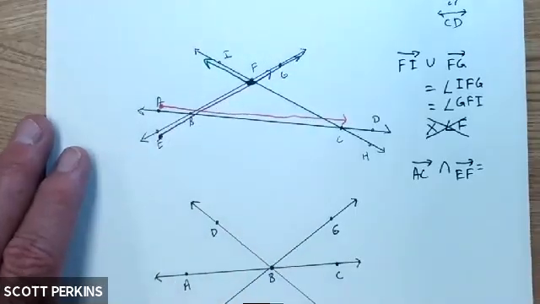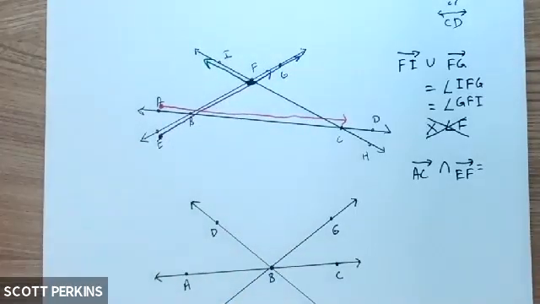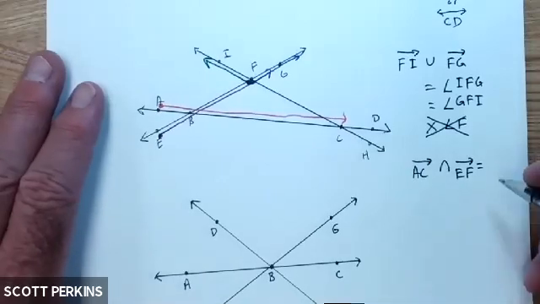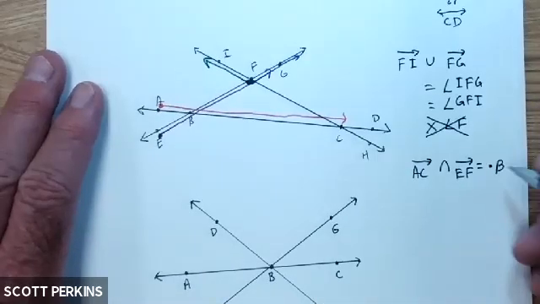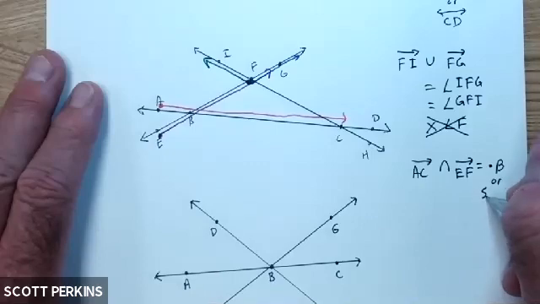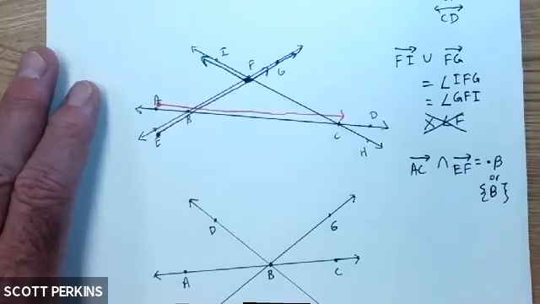And if we intersect those this time, intersection means what do they share? What do they have in common? What do those two rays have in common? B, yes. So I'm going to write it as point B, or you can write it with the squigglies with a B. Either way, that's acceptable.